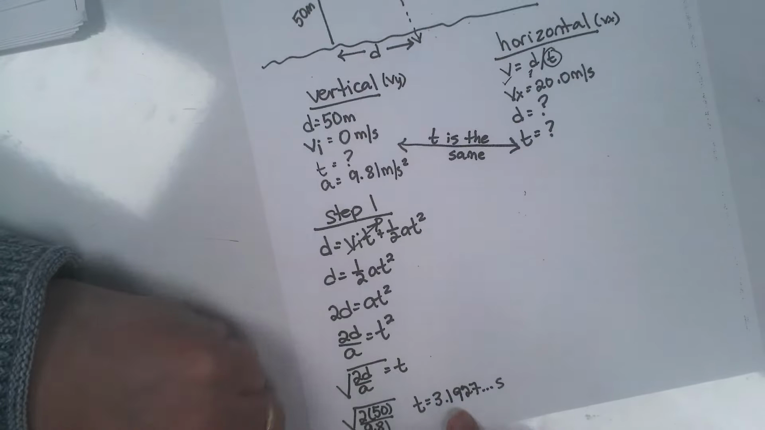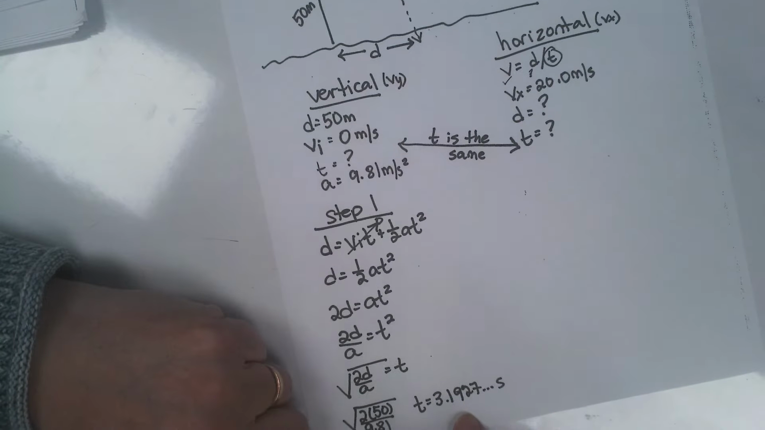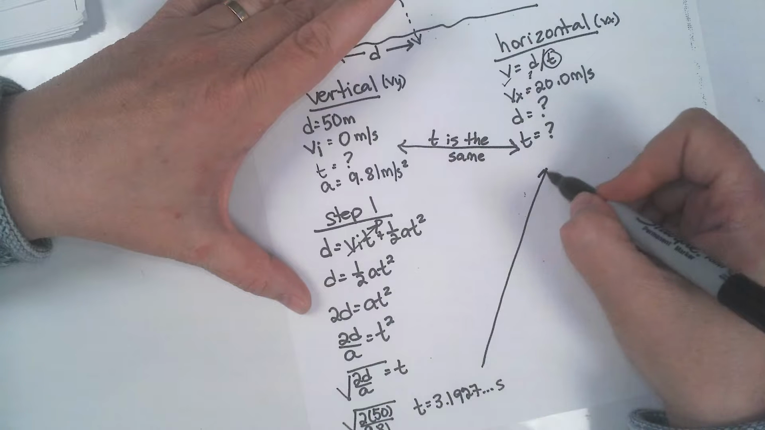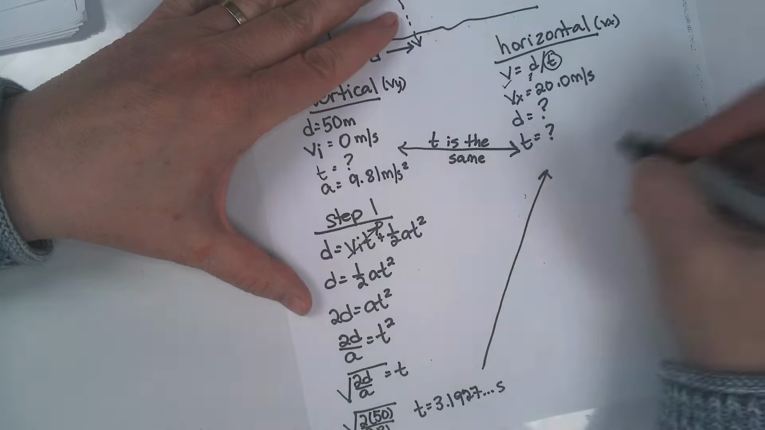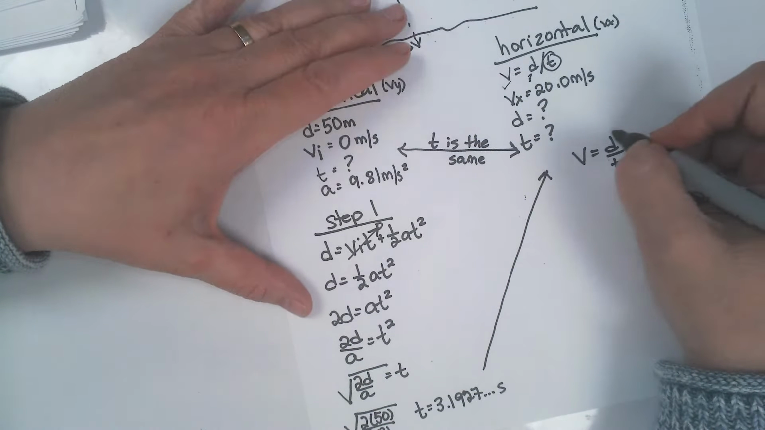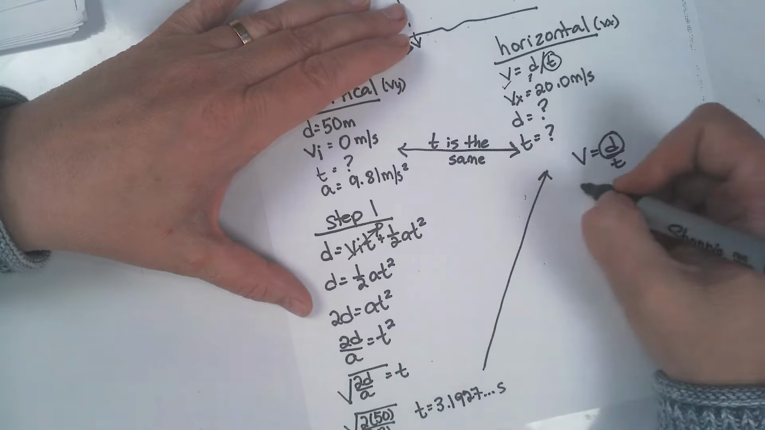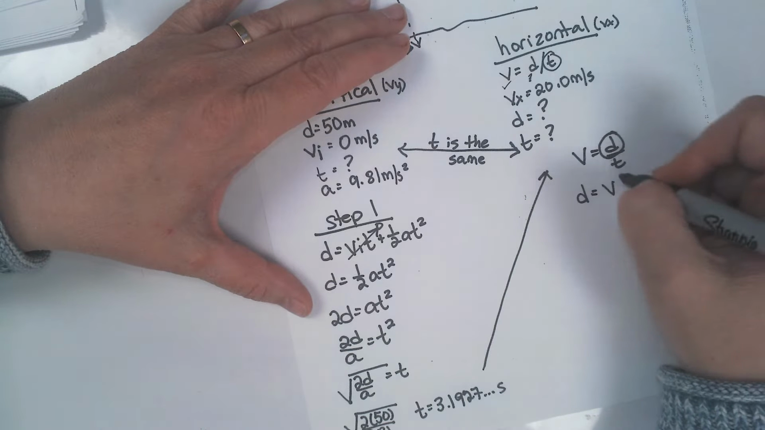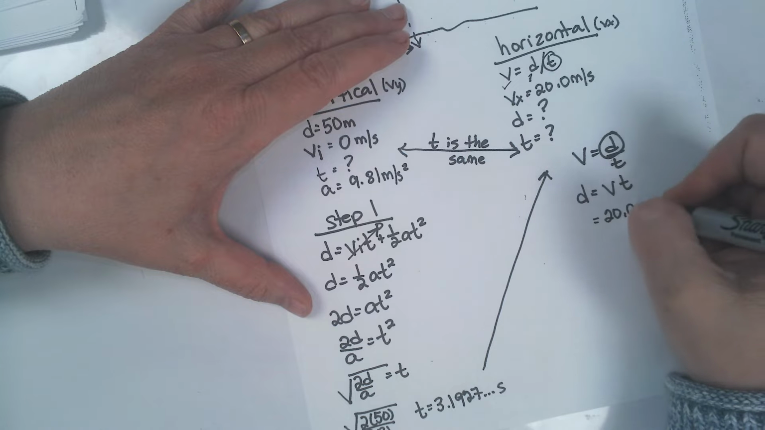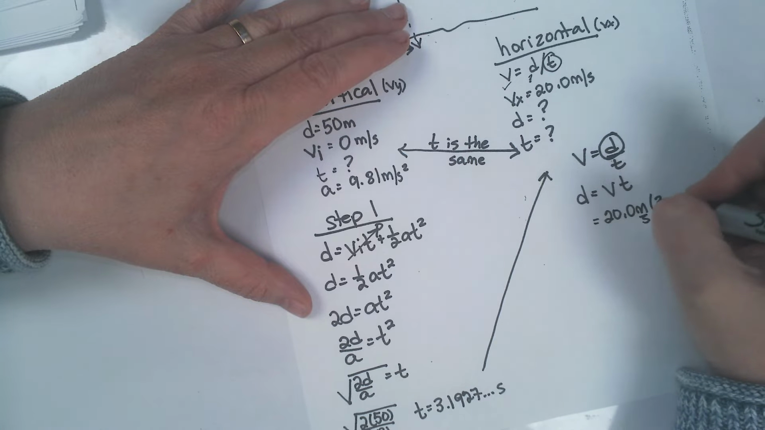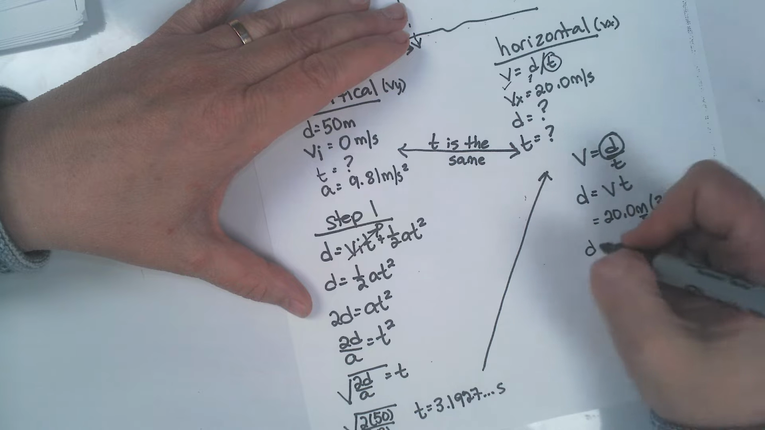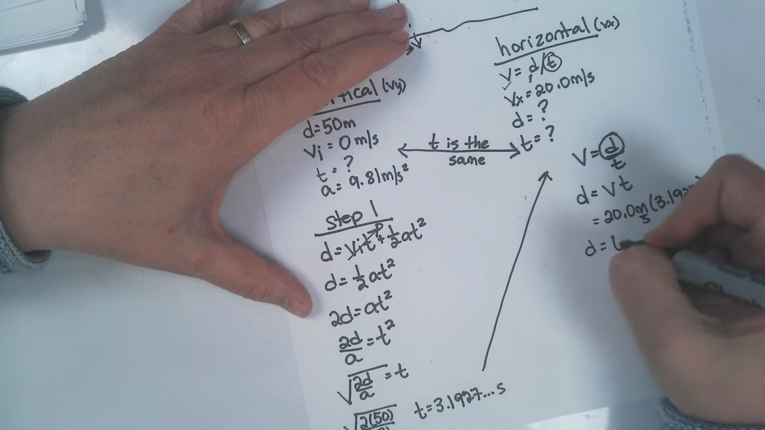This is not my final answer. I'm not going to delete my calculator. I'm then going to take this time and bring it up here. Know that velocity is equal to distance over time. It's asking me to solve for distance. So distance is equal to velocity times time.